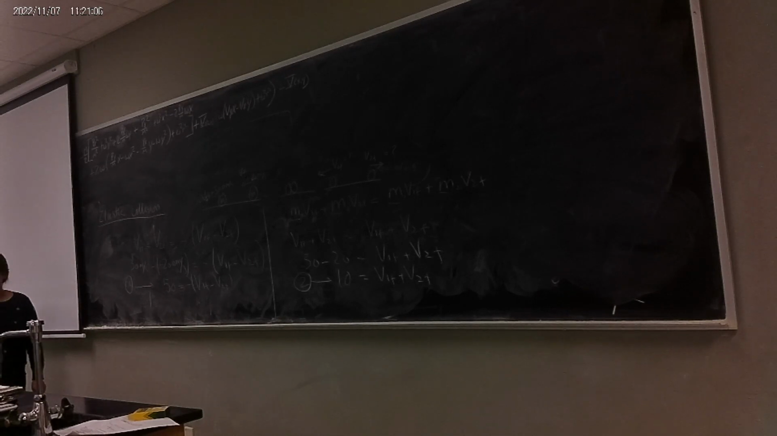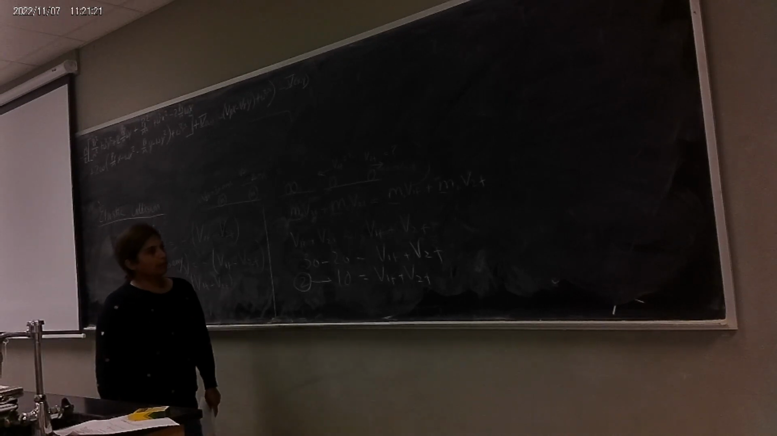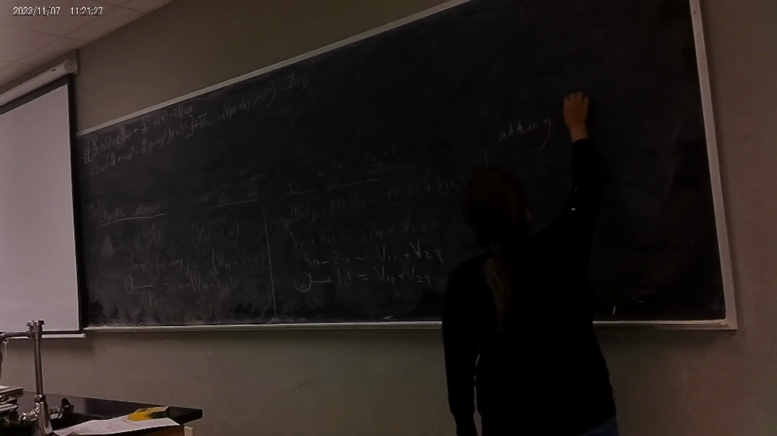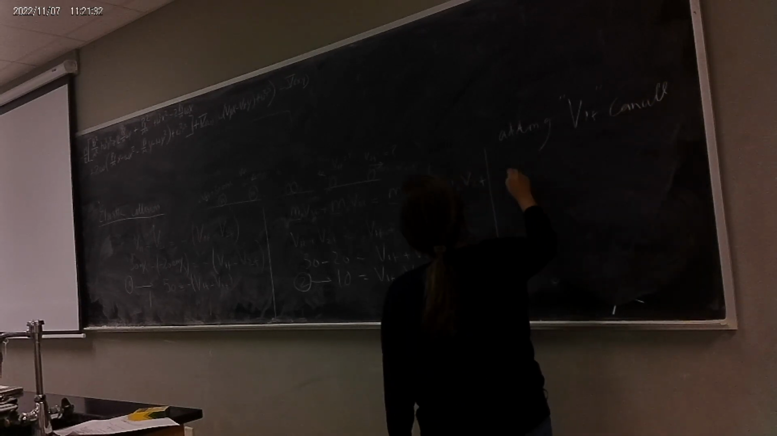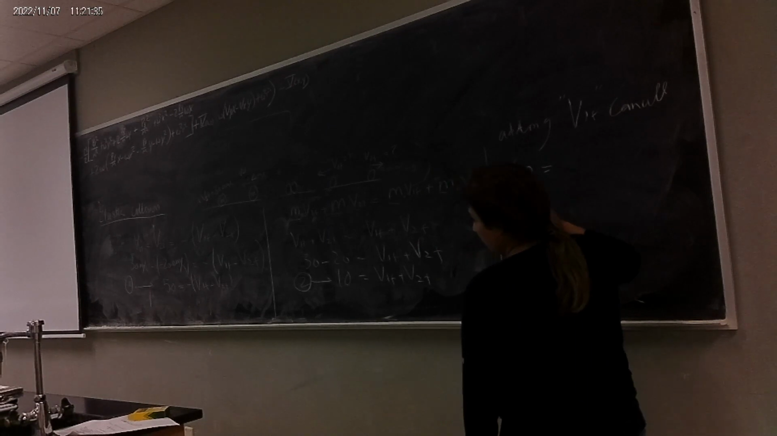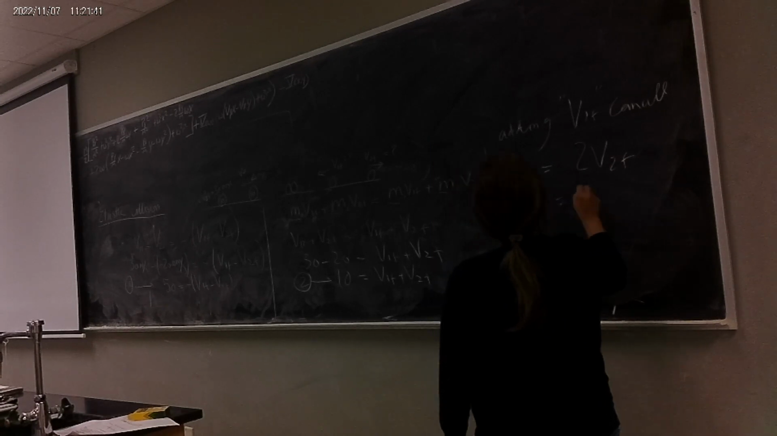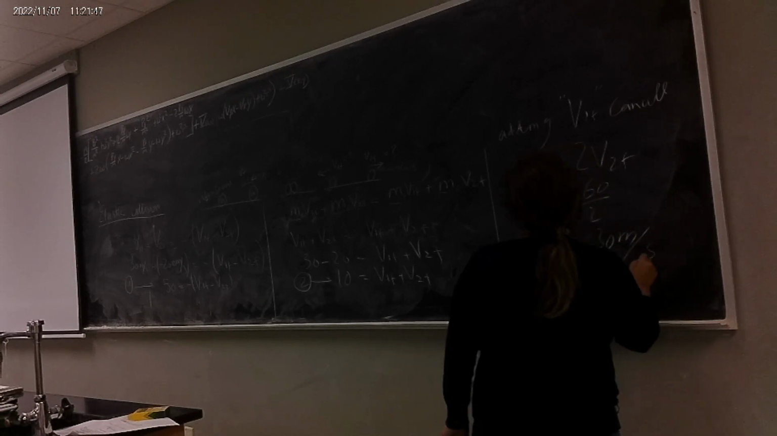One of them will cancel out. If I add these two, V1F gets cancelled. So it gives me 60, V1F is cancelled, equals 2 V2F. V2F is equal to 60 divided by 2, meters per second.